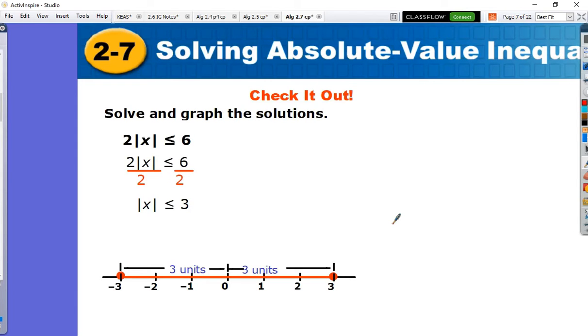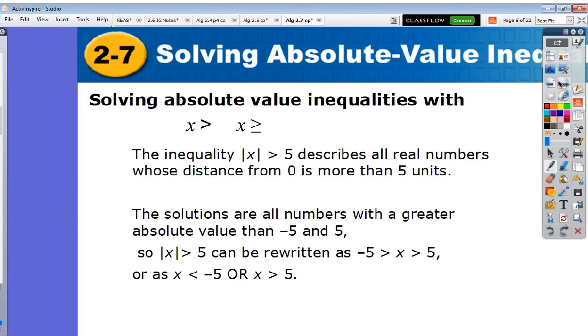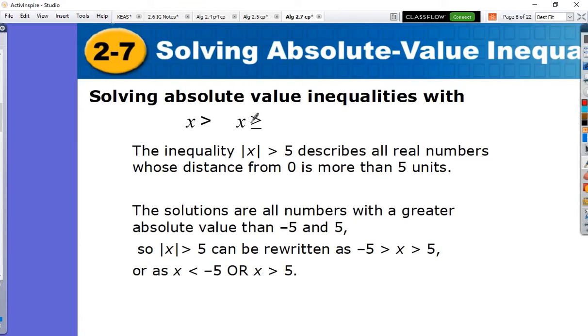Let's take a look at what will happen when the symbol goes the other way, when the inequality goes the other way and x is greater than. So here we have x can be greater than, or x can be greater than or equal to. So what we want is all of the numbers. Here's our example: the absolute value of x is greater than 5. We want all numbers that have a greater absolute value than negative 5 and 5.